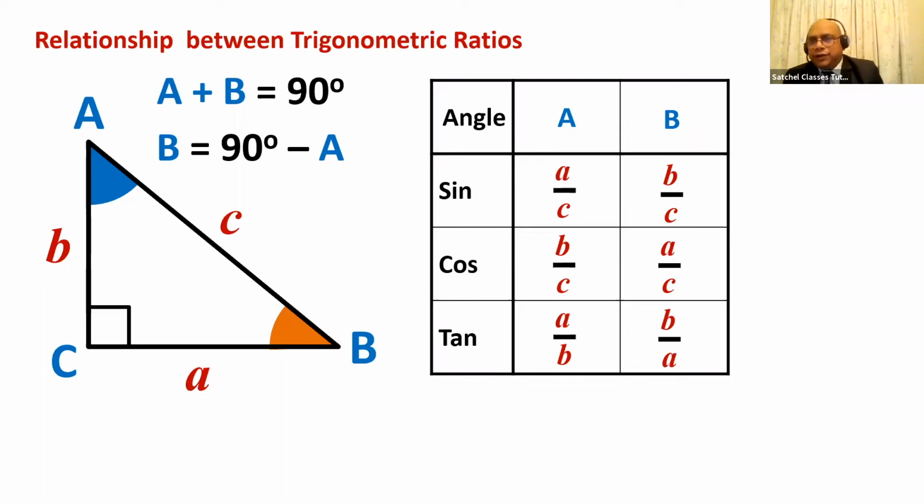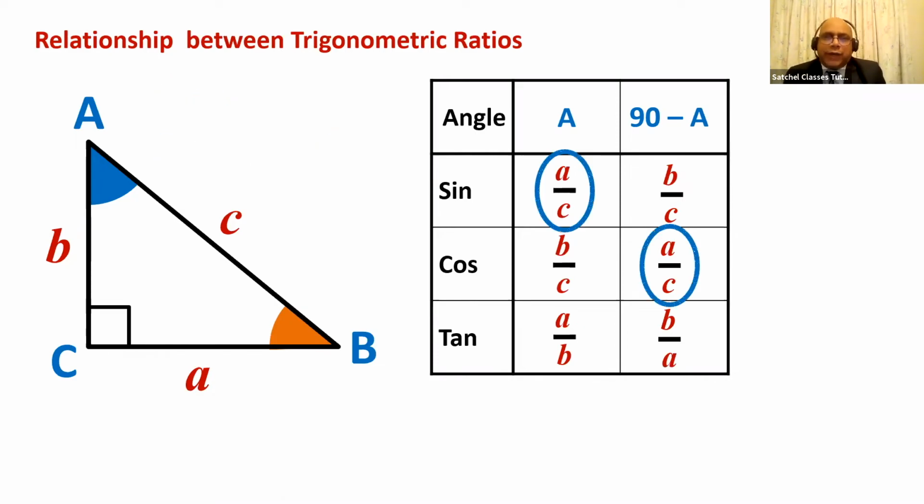So what I'll do is on the table, I'll replace B with 90 minus A, right? Because A and B should add up to 90 degrees. So if one of them is A, the other one will be 90 minus A. Right. Now let's make some observations from the table.